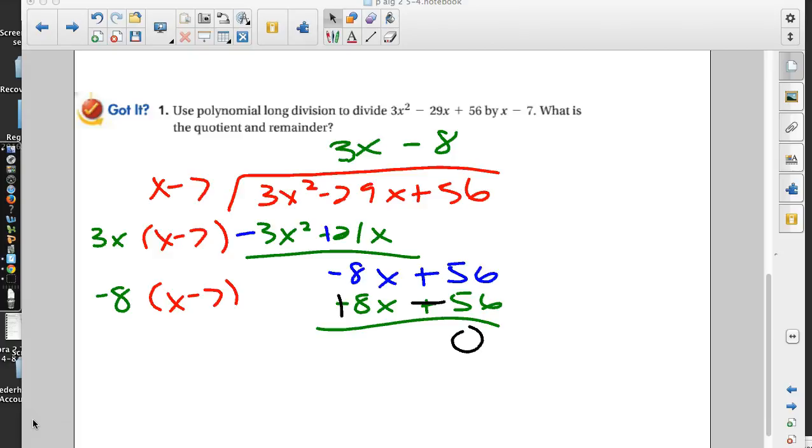And what is going on with this remainder? Tell your partner, what's going on with this remainder?